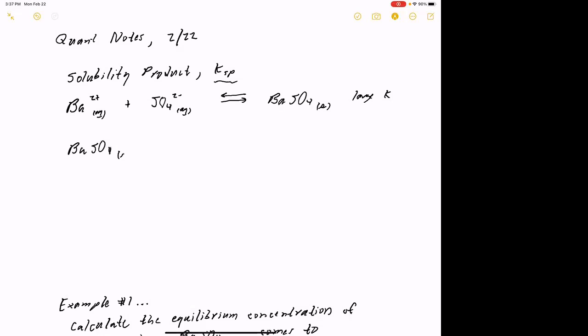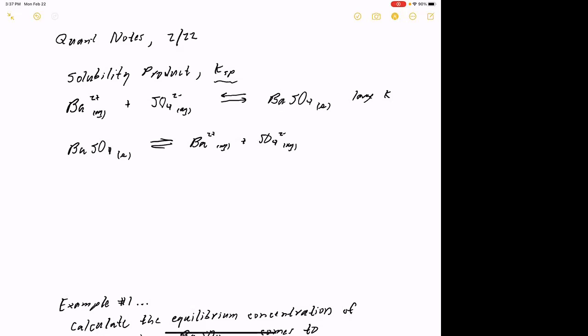Sounds counterintuitive, but that's just what we do. Okay, use our double-headed arrow because we're talking about an equilibrium. So I get barium 2 plus, that's an aqueous solution. And of course, I get a sulfate ion. Stoichiometry tells me it's all 1 to 1 to 1.